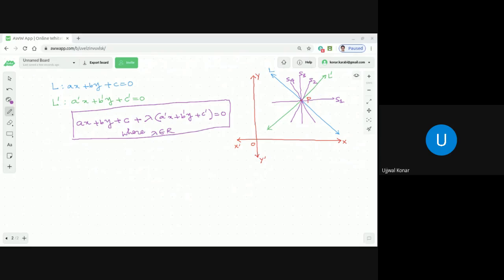Now with this, I would like to conclude the class here, dear students, and in the next class we will be discussing the bisectors of the straight lines, the internal angle bisectors, and the relevant discussion.